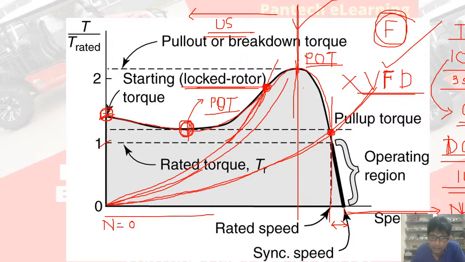Say my machine is running nicely here, it is at steady state. Due to some reason, this point is the torque requirement, because the flow line, I don't know, anytime anything may happen, so it is shifted here. So if it is shifted here, what will happen? From this point it is shifted here. Now my required torque is higher than the available torque.